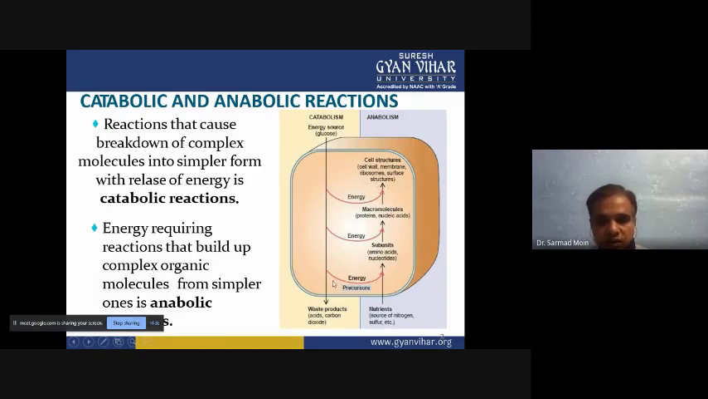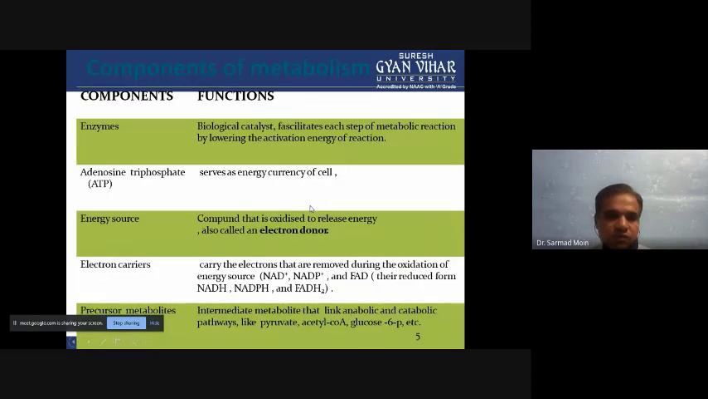So the energy from the catabolic and anabolic reactions will be utilized for growth and development. These two things are interrelated, and the cell is utilizing energy through ATP. Now, various terminology we are going to use in this presentation. We will first see what terms are there and how they are defined.